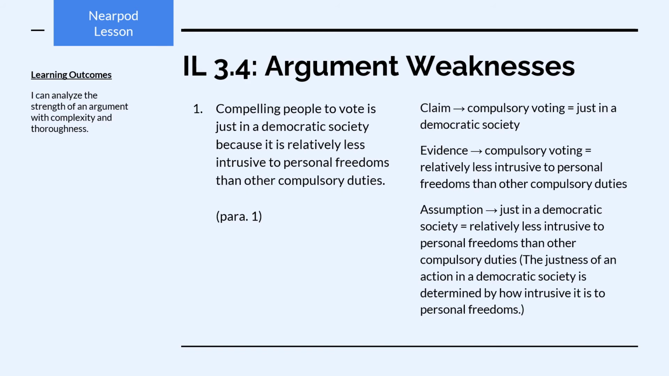Compelling people to vote is just in a democratic society because it is relatively less intrusive to personal freedoms than other compulsory duties. And that's one of the very first arguments made there in paragraph 1. Our claim here is that compulsory voting is just in a democratic society. Our evidence is that compulsory voting is relatively less intrusive to personal freedoms than other compulsory duties. And that means our assumption is going to be something like the justness of an action in a democratic society is determined by how intrusive it is to personal freedoms.